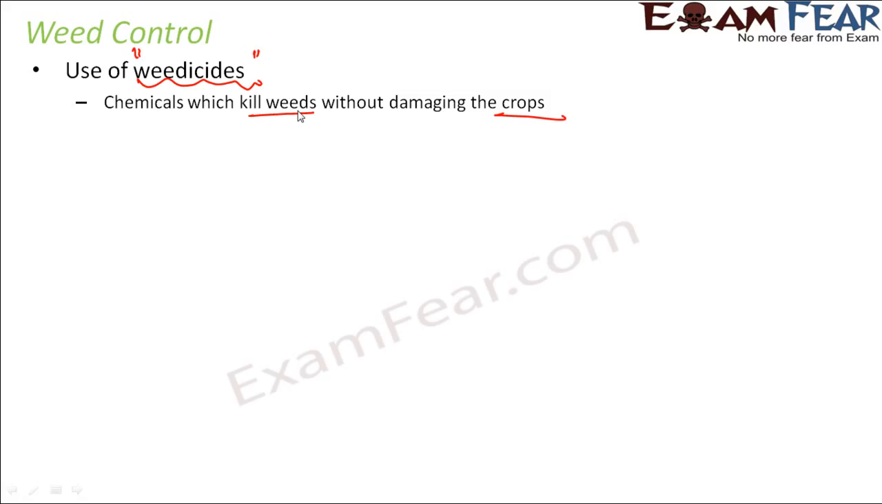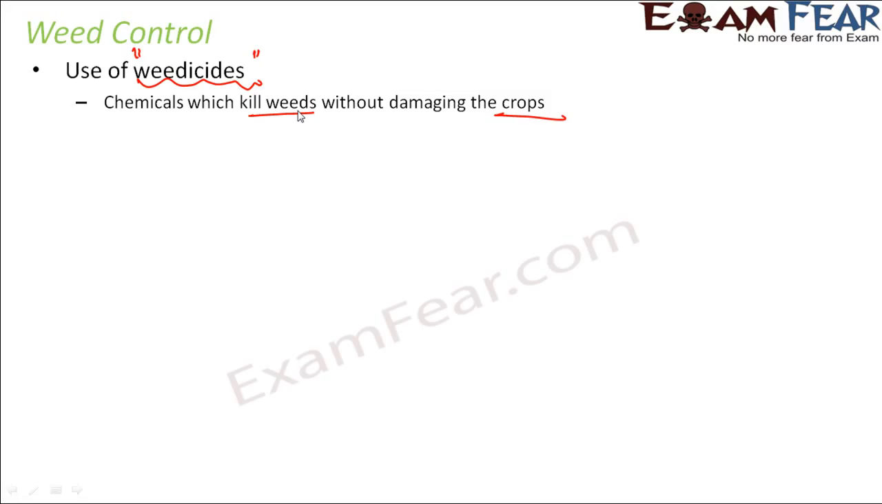So if we just use any chemical which can even be dangerous to the crops, that is all the more risky for us. The weeds will get killed, but at the same time my crops are also getting killed, and I don't want that. So we have to apply certain chemicals which can kill only the weeds and not the crops. These type of chemicals are called weedicides.